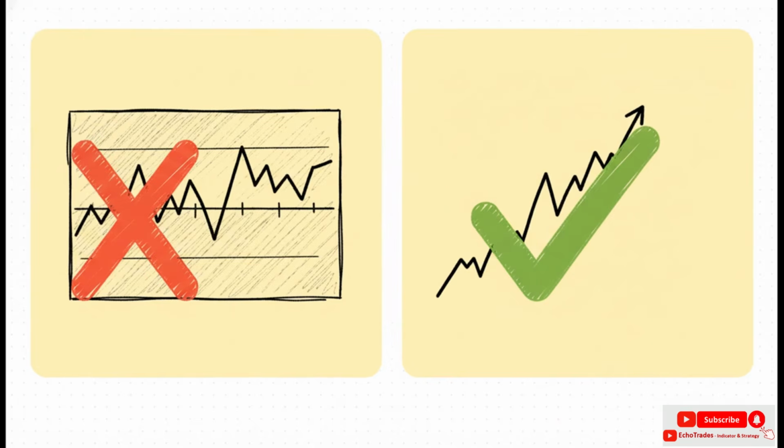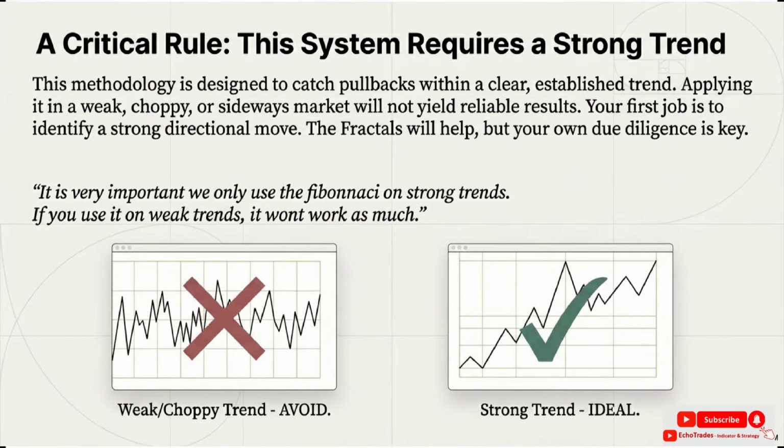Okay, before we move on, I have to lay down one critical, non-negotiable rule. This entire system is designed for one thing: pullbacks in a clear, strong trend. Look at the chart on the left. That choppy, sideways mess? This system will not work there. Don't even try it. Your first job always is to find a market that's clearly moving in one direction, like the one on the right. We're here to join an existing trend, not to predict a new one out of chaos.